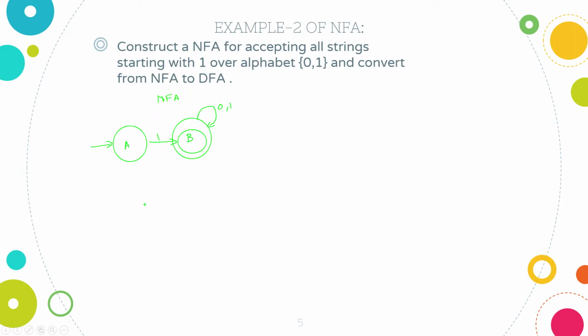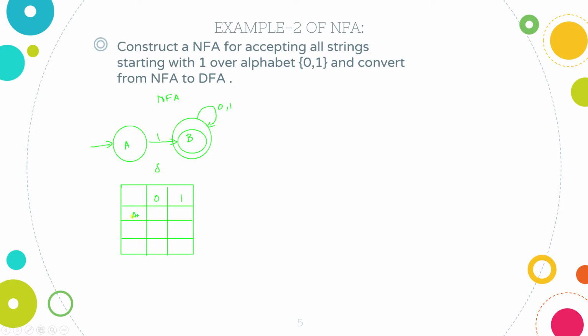Now let's draw the transition table over here. So again, this is the transition table. Okay. And let's draw the columns over here. So we have got 2 inputs over here, that is 0 and 1. Okay. This is the transition table for the NFA.